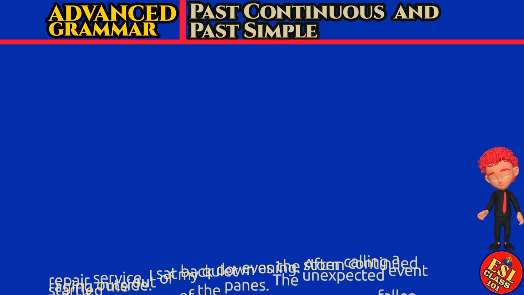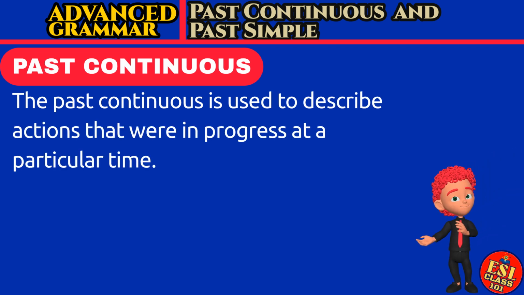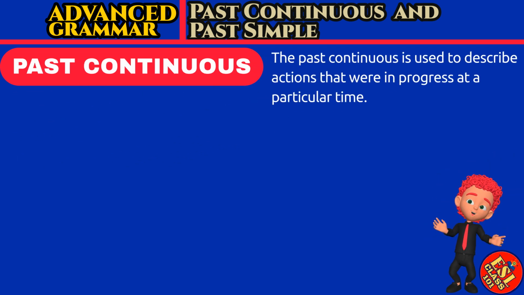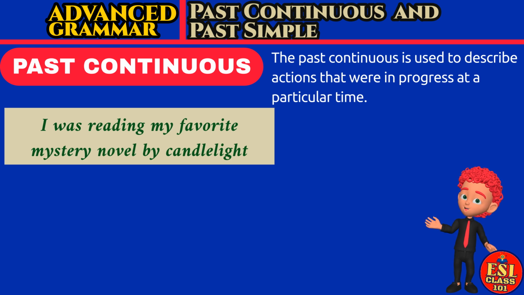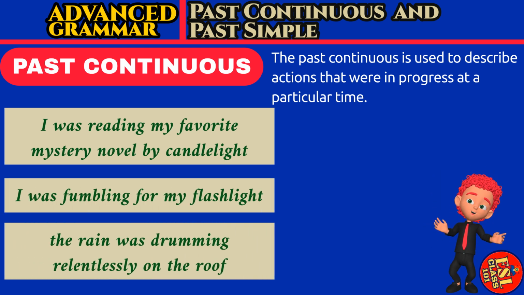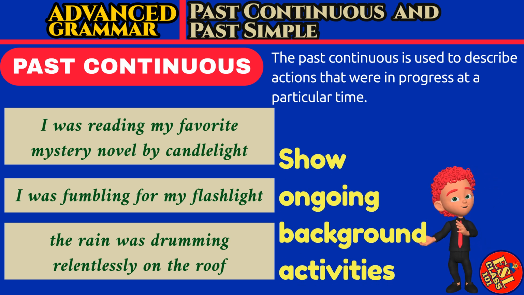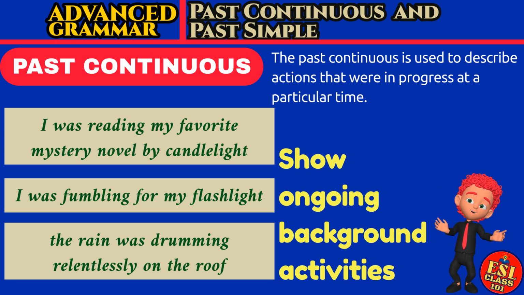The past continuous is used to describe actions that were in progress at a particular time. For example, phrases like, I was reading my favorite mystery novel by candlelight, I was fumbling for my flashlight, and the rain was drumming relentlessly on the roof show ongoing background activities. These descriptions set the atmosphere and let us know what the environment was like before the main events occurred.